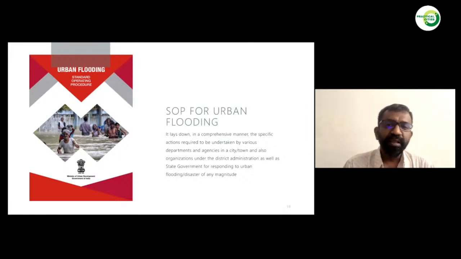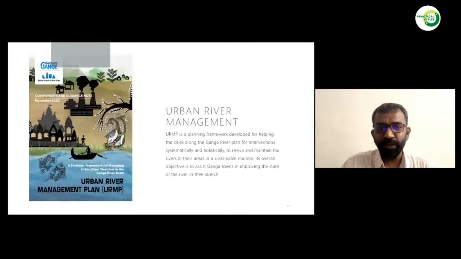Like I said, there are multiple agencies coordinating water management in an urban area. When so many agencies are involved, it is important to understand how best they can coordinate pre-disaster, during disaster, and also post-flooding event. Therefore, a detailed set of standard operating procedures currently exists. And of course, how many cities are mainstreaming it is the key question.